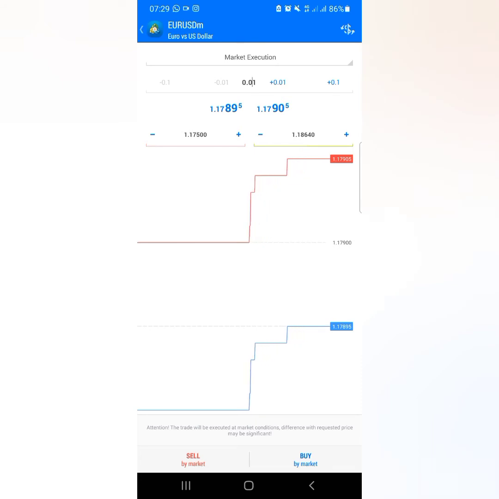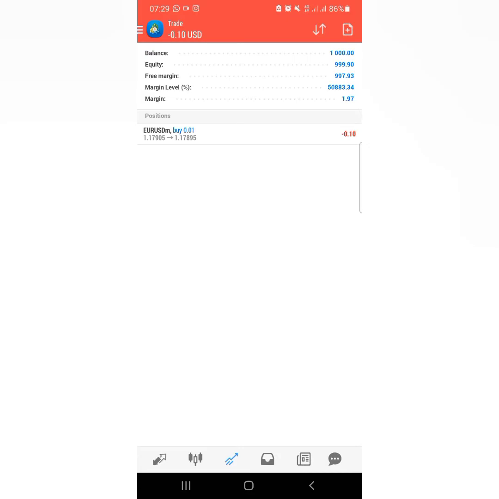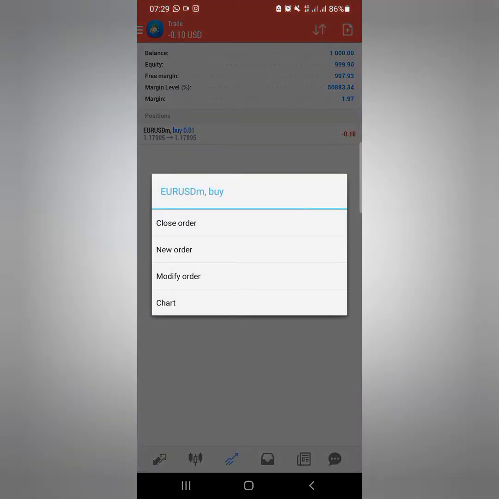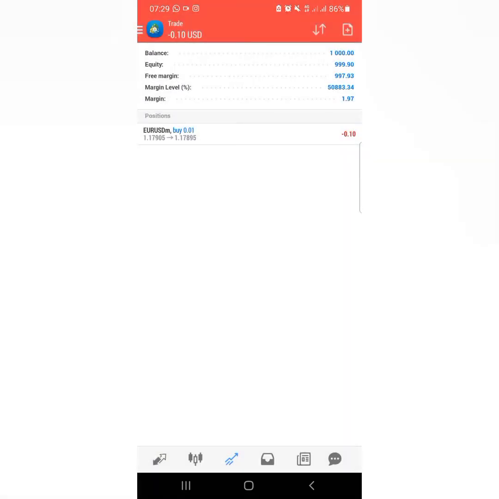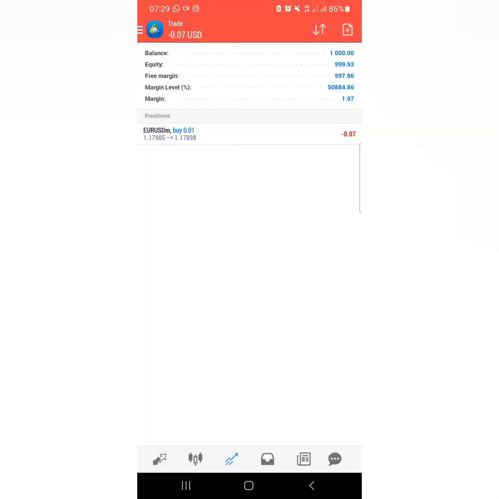So I'm just going to click on buy at market. Once you click on buy at market, you can see the order has been opened. So this is the order, right? If it's in profit, it's going to show blue, but right now it's on loss. That's why I'm seeing negative 10.